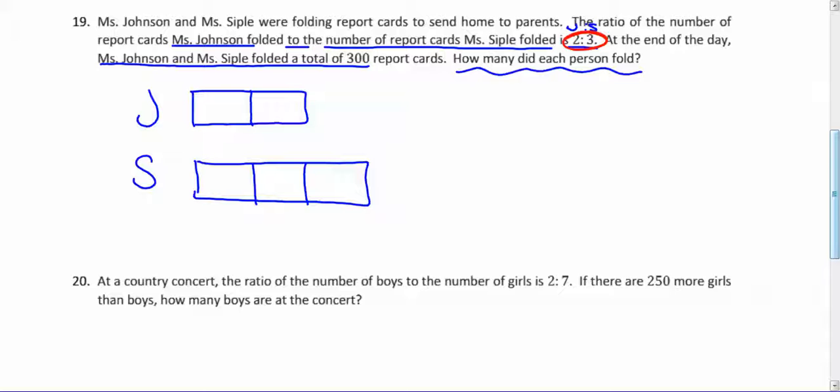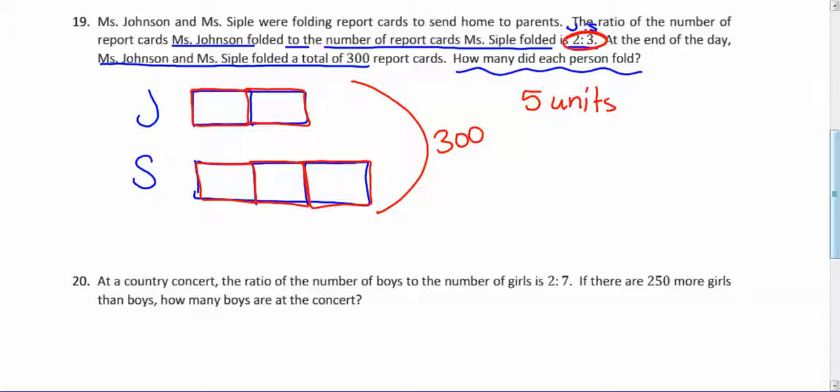So at the end of the day, Ms. Johnson and Ms. Seipel folded a total of 300. So what we want to do is represent both of these quantities. So we're just going to put a little arch there, and we're going to write 300 because that represents all of the report cards. Now, we want to count these boxes. We have 1, 2, 3, 4, 5 total boxes, right? So we want to say that we have 5 units. We call these units, they're equal amounts. 5 units, and that equals 300 report cards.